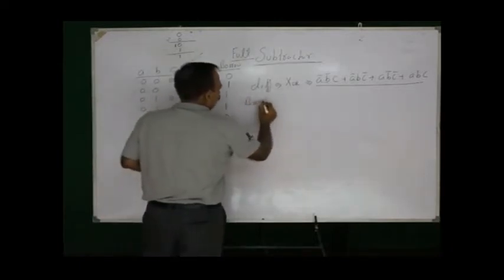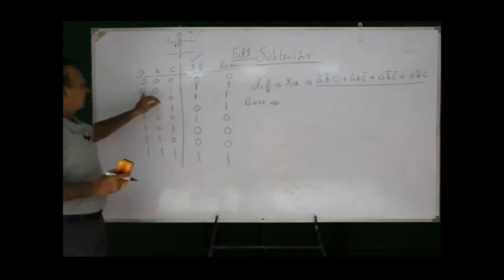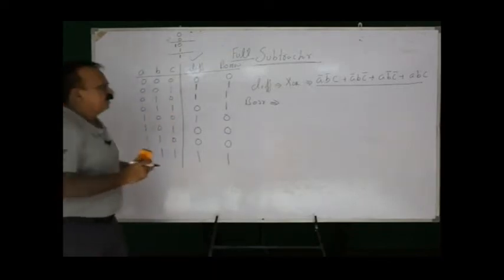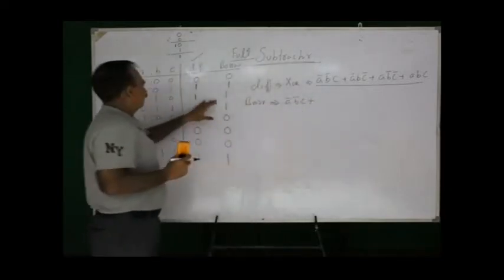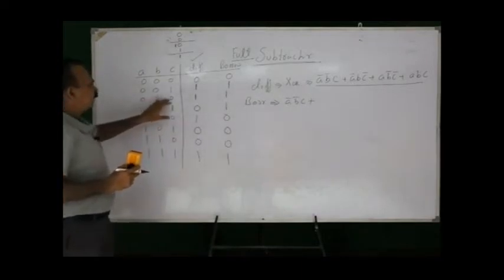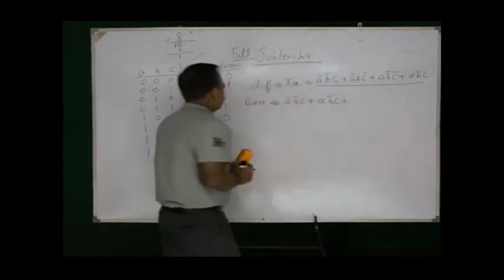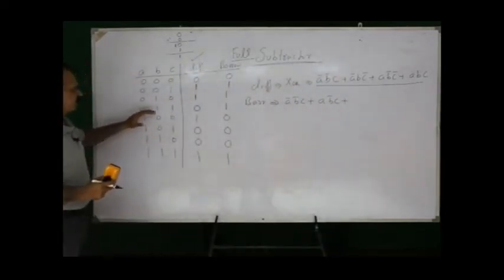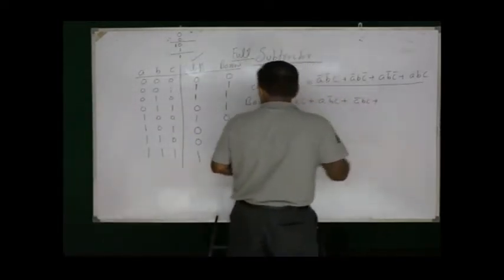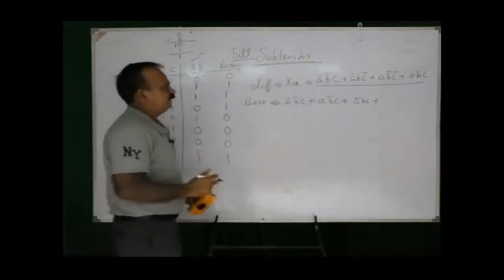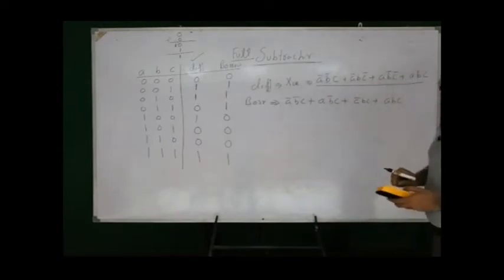Now comes borrow. Say the value of borrow. I will be writing this fundamental product for these entries: A bar, B bar, C. The first one is A bar, B bar, C. The second entry will be A, B bar, C. The third entry, it is A bar, B, C. And I hope the last entry will be A, B, C.